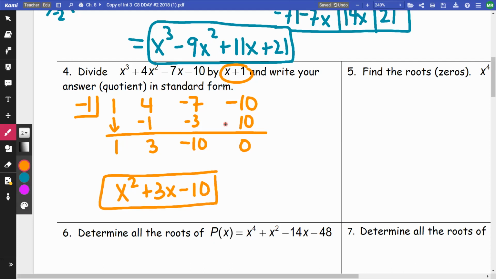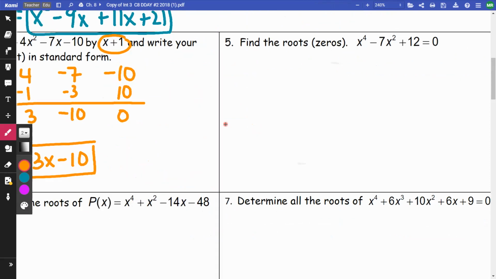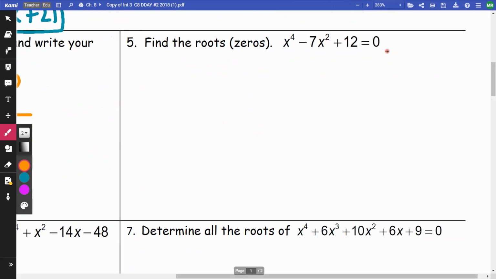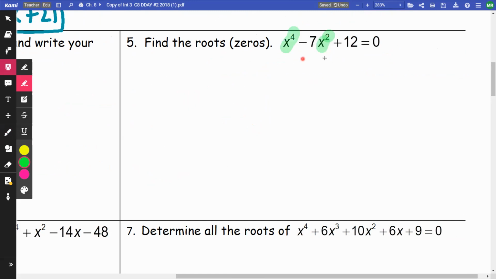On number 5, we want to find the roots of this. This is a quadratic in nature one because it is a trinomial with an x squared and then an x to the 4th. And if I squared x squared, I get x to the 4th. So this is just like a quadratic. And again, I call it quadratic in nature.